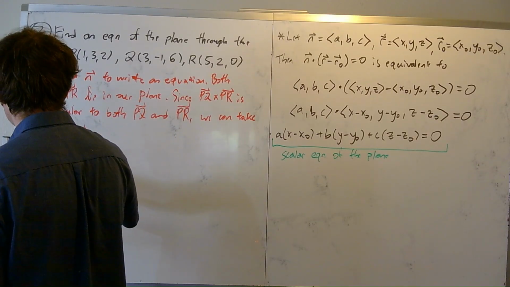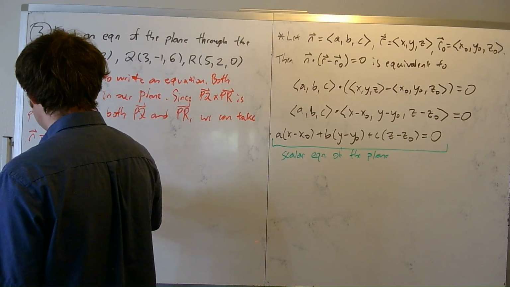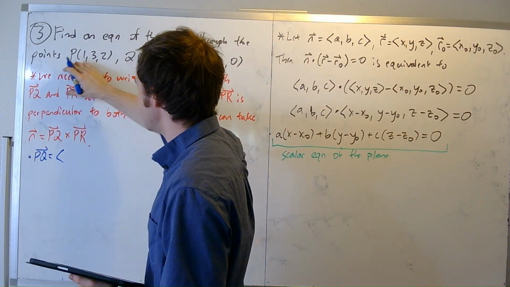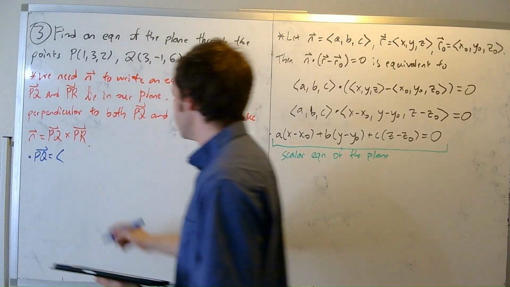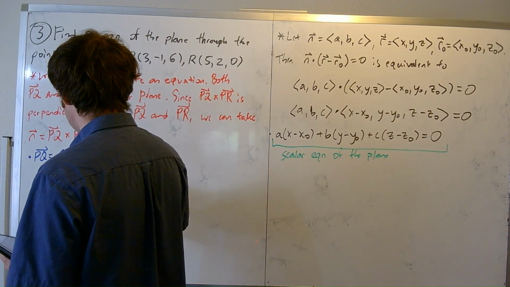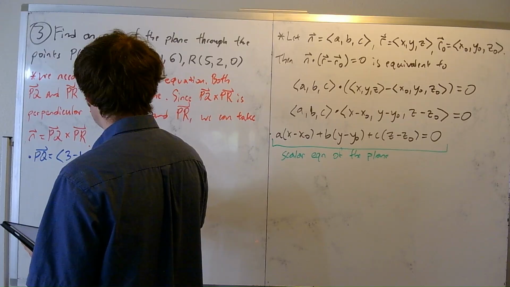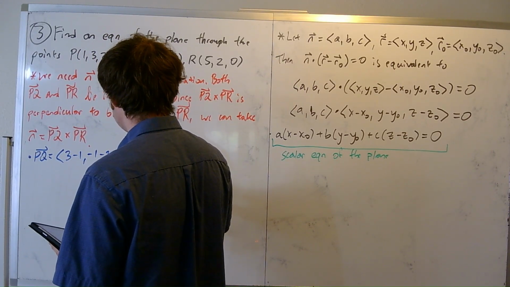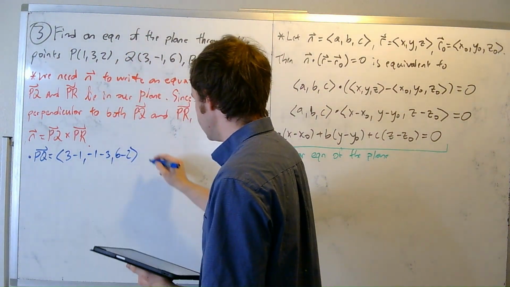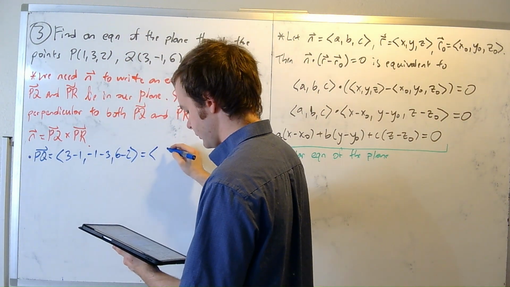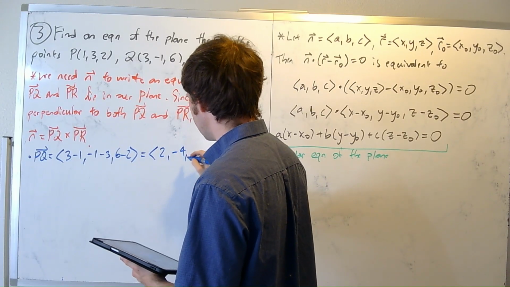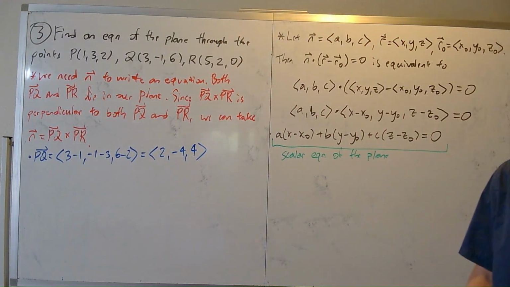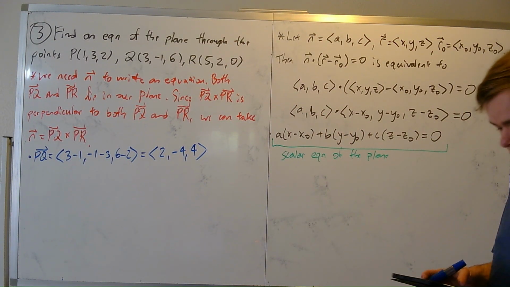PQ is going to be equal to, so remember you take the x-coordinate of the second point and you subtract the x-coordinate of the first point. So it's going to be 3 minus 1. Next you would have negative 1 minus 3. And lastly you would have 6 minus 2. Okay, and if you do the math there, you're going to get 2, negative 4, and 4. So that's the vector from P to Q. Those are going to be its coordinates.